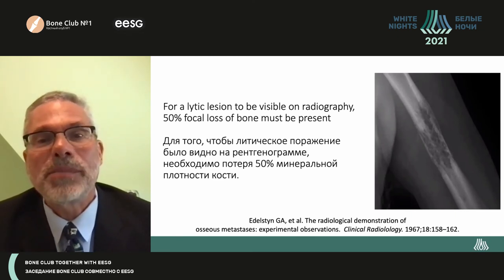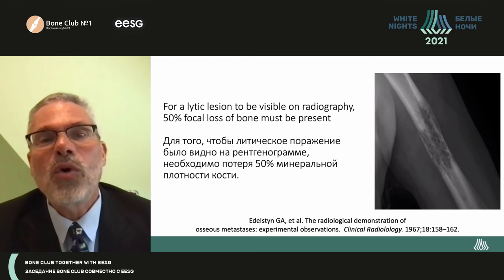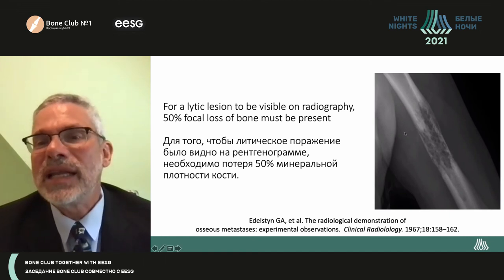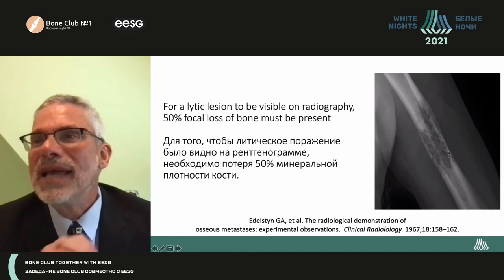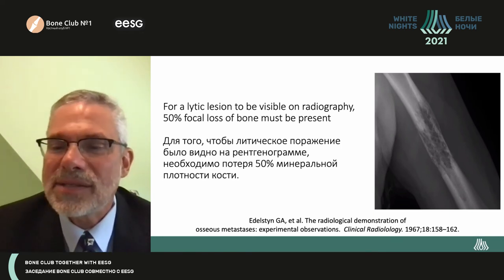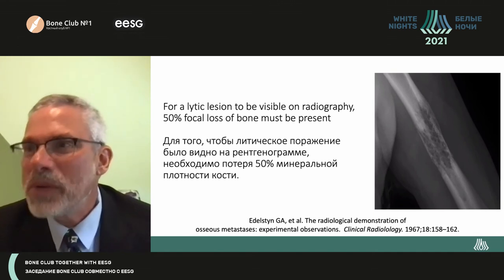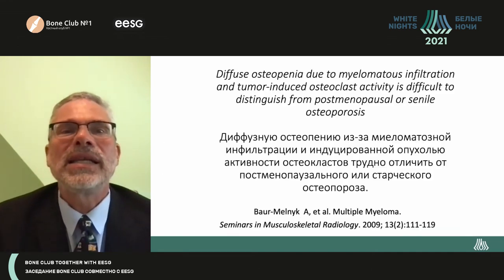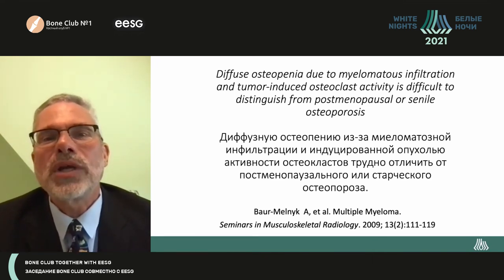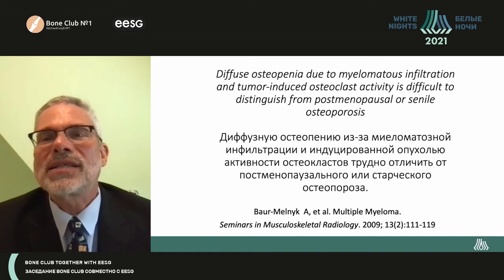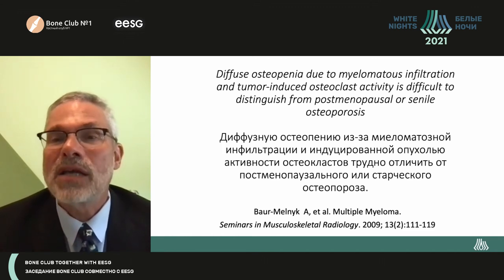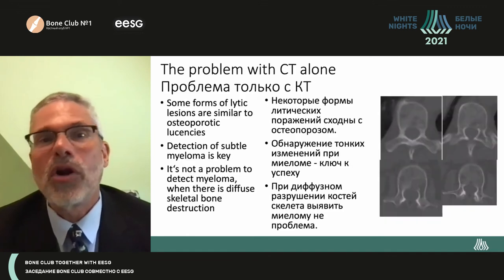For a lytic lesion to be visible on radiography, 50% focal loss of bone must be present. But when we see these kinds of focal lytic destructive lesions, these are not the problematic diagnostic cases. Our problematic diagnostic cases are the cases where there's diffuse osteopenia and we don't have isolated lytic lesions. So diffuse osteopenia due to myelomatous infiltration and tumor-induced osteoclast activity is difficult to differentiate from postmenopausal or senile osteoporosis. And this is really the problem.